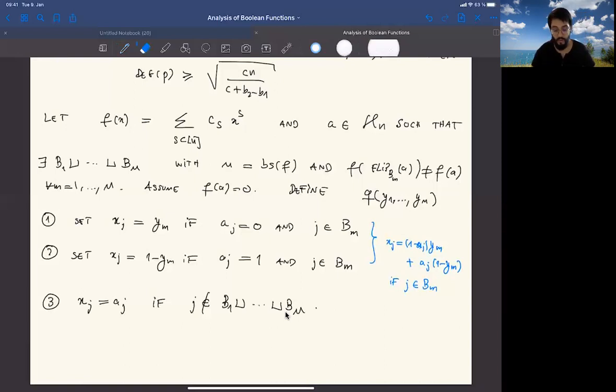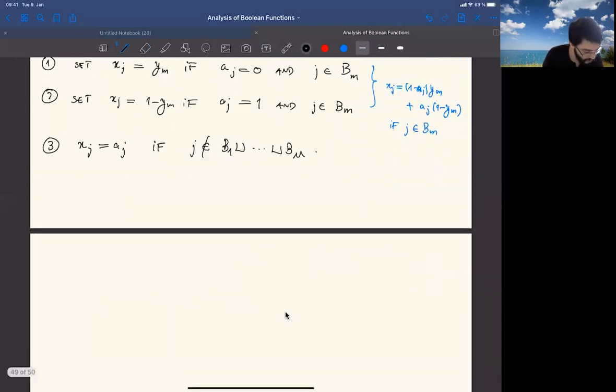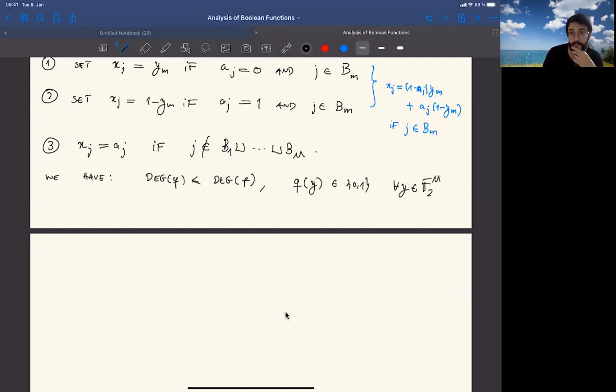Okay, so you have effectively created a new polynomial with only m y variables. And what do you know? So we have, definitely, the degree of q is less or equal than the degree of f. Definitely q of y belongs to 0, 1 for every y in 0, 1 to the m, because it's just evaluating f actually.